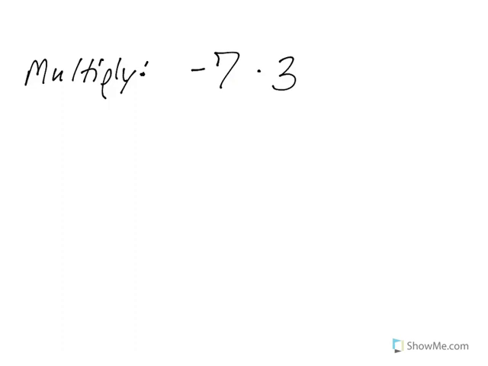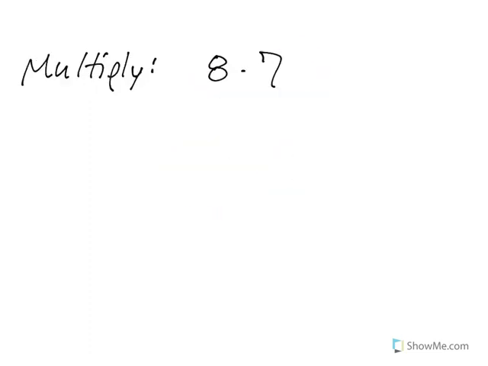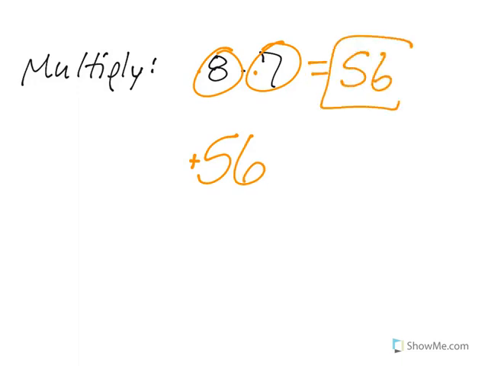Multiply negative 7 times 3. Negative times a positive is a negative, and 7 times 3 is 21. 8 times 7, positive times a positive is a positive. 8 times 7 is 56. So my answer is simply just a positive 56.